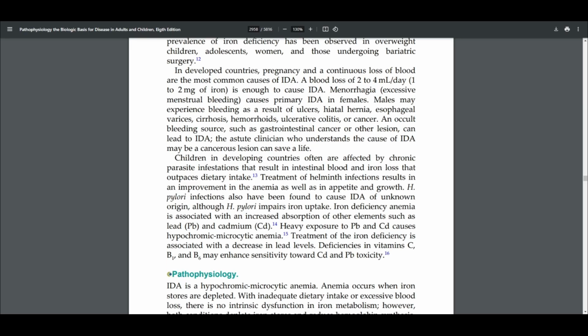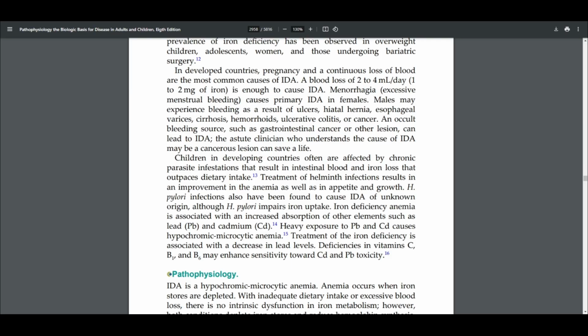In developed countries, pregnancy and the continuous loss of blood are the most common causes of IDA. A blood loss of 2 to 4 ml per day is enough to cause IDA. Menorrhagia causes primary IDA in females.